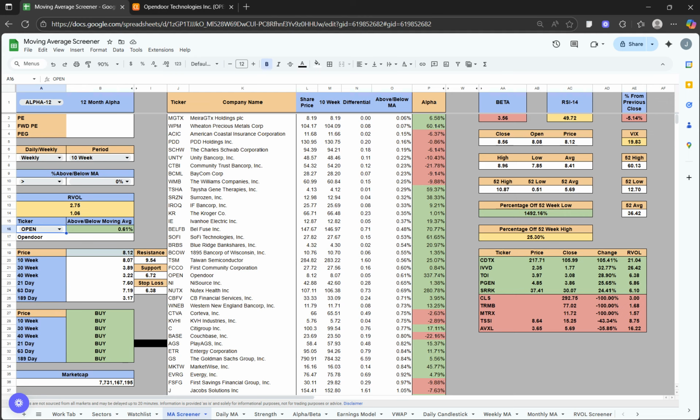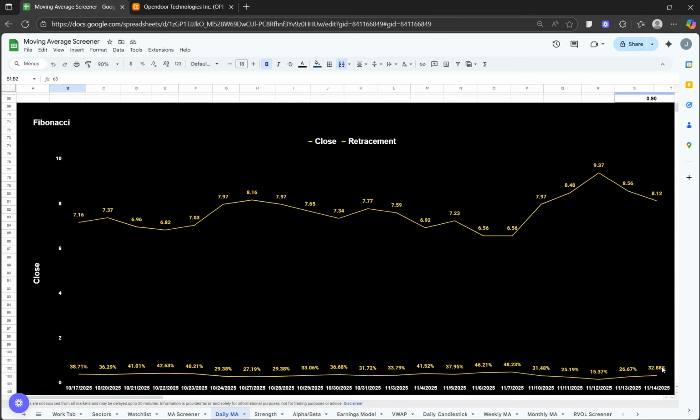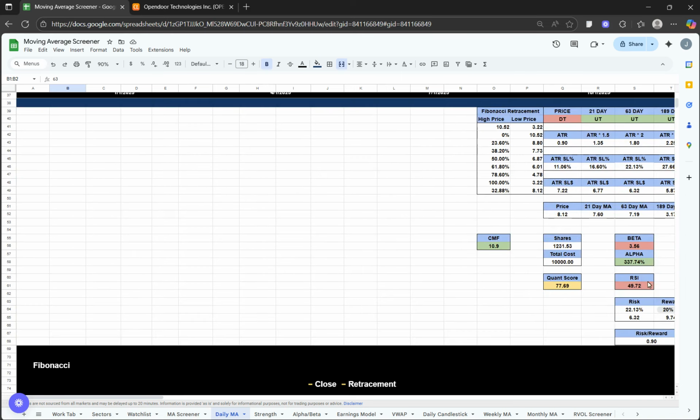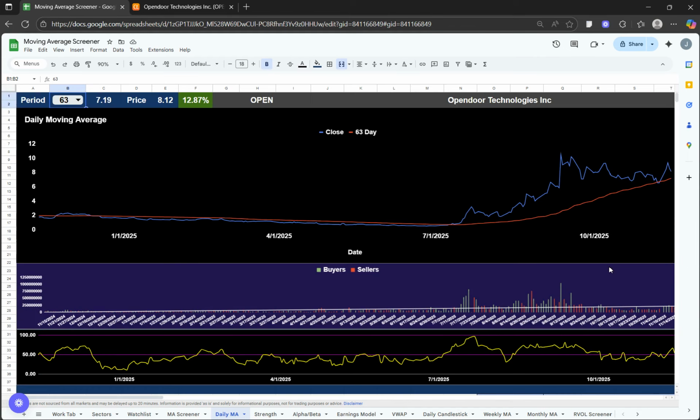All of our signals are a buy here, and I'm going to show you what I mean here in a second. We're 12% above our 63-day, which is really about the same time frame, a little more, but not much different. And we're almost 13% above our 63-day time frame. As far as Fibonacci goes, we're at 32% on the 63-day time frame. It's been around there, or a little more, or a little less around that area. We're in accumulation at 10.9. We have 3.56 beta, 337% of alpha. We're right below the 50 RSI.